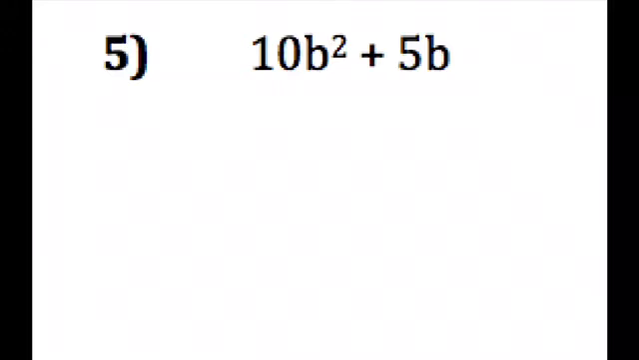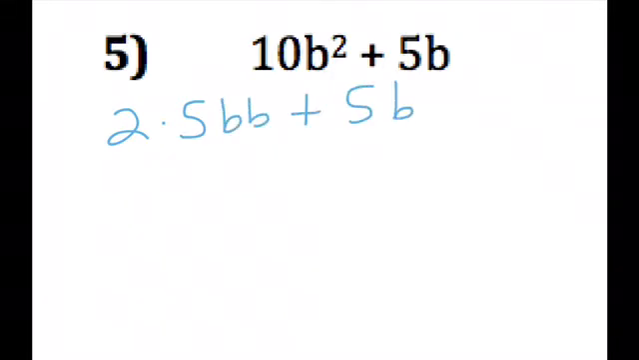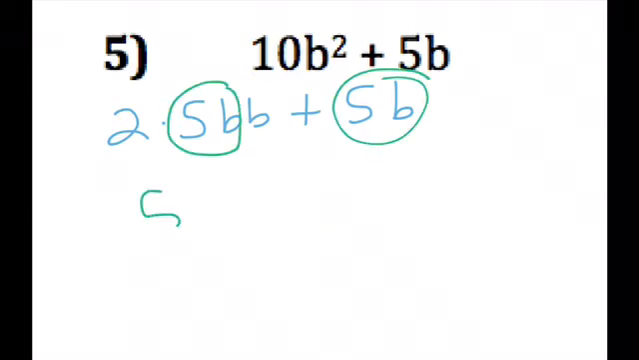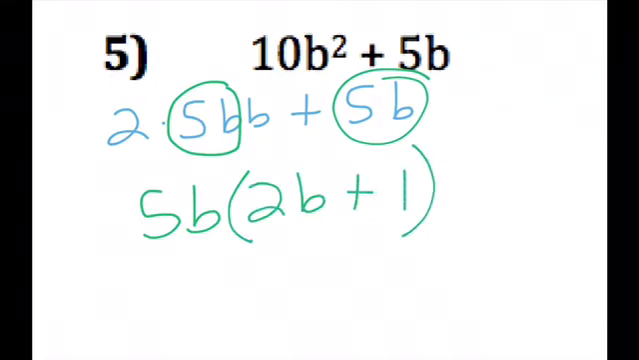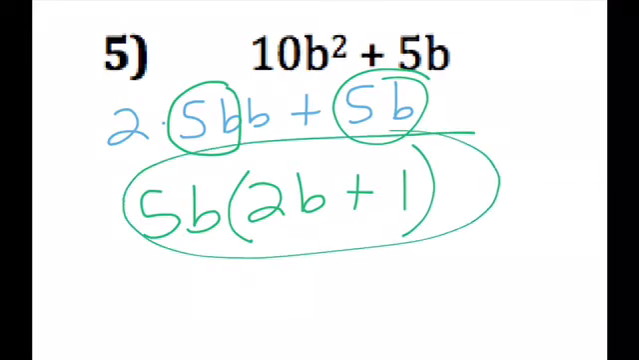Okay, number 5, once again, we're going to write it out. So 10 is 2 times 5bb plus 5b. They both have a 5b in common. So 5b is my GCF, and that goes on the outside. Left-hand side is a 2 and a b, plus, since I took everything out here, I have to have a 1 left over to hold my place. There's my answer.